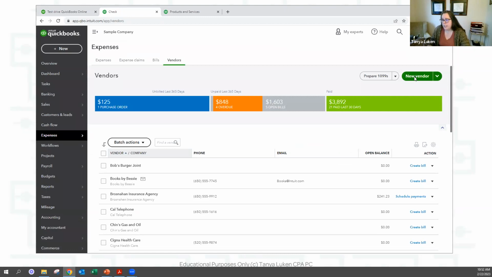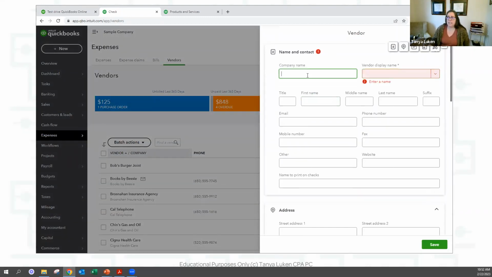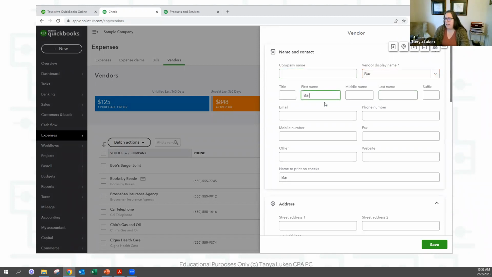So new vendor, and then it's going to ask you for some information. Is it a company or is it a first name, last name? So we're going to put in Barbara Gordon as a vendor, and her email is bg at.